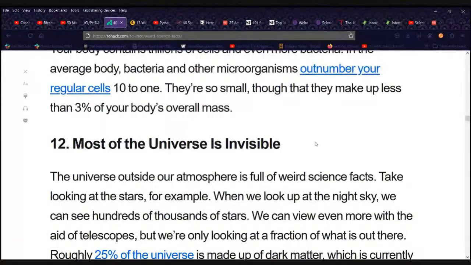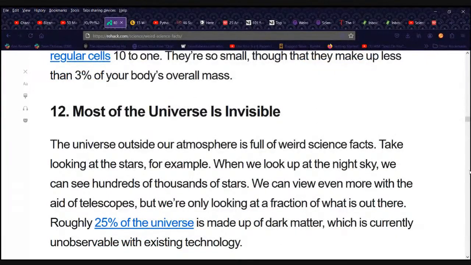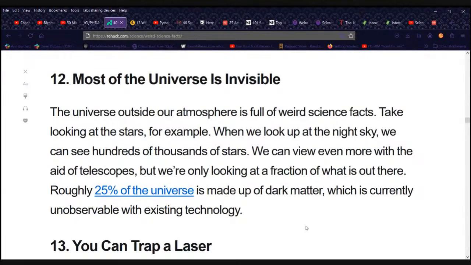Most of the universe is invisible. Well, they're talking about dark matter, which is the current leading theory about why the mass anomaly.